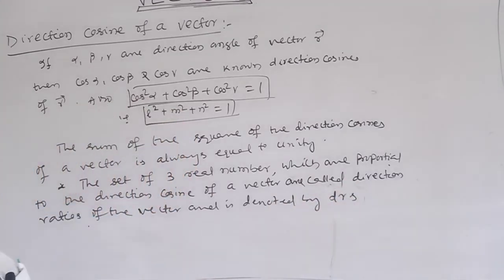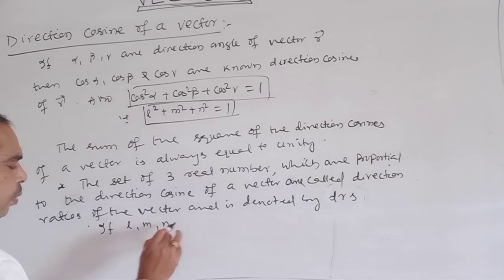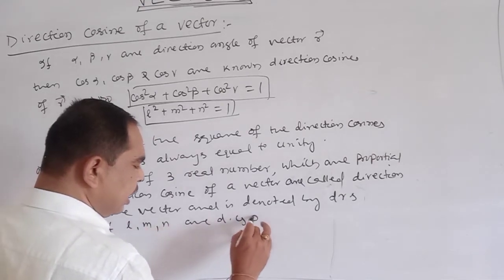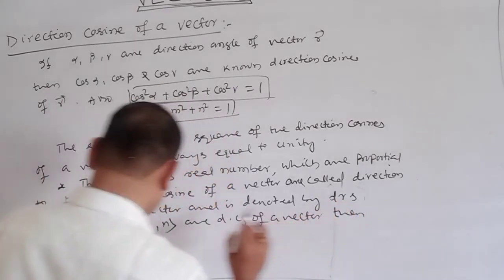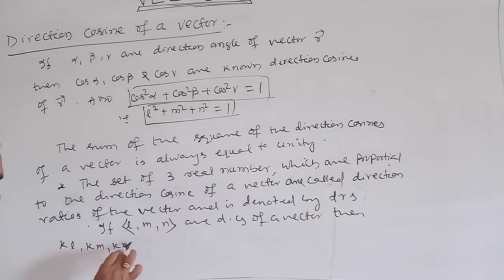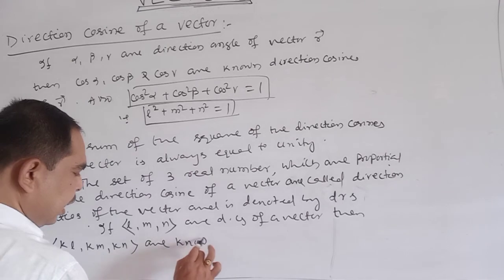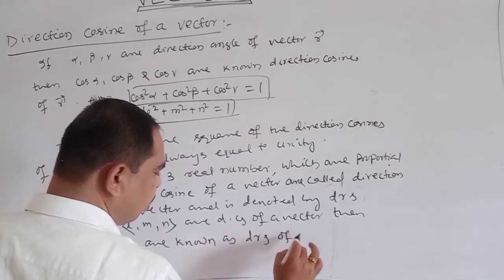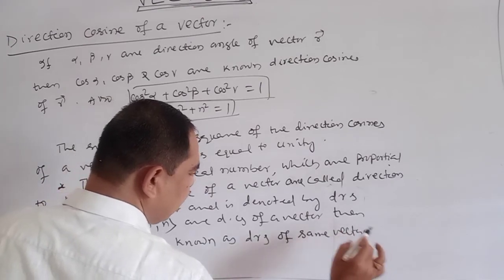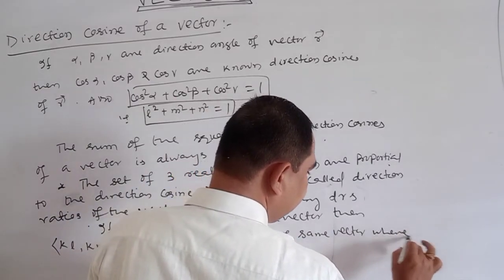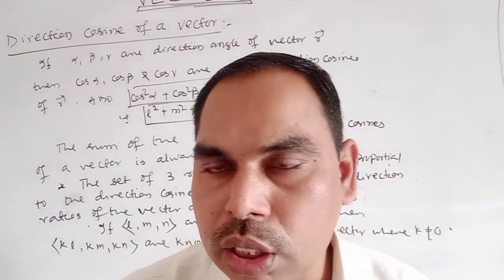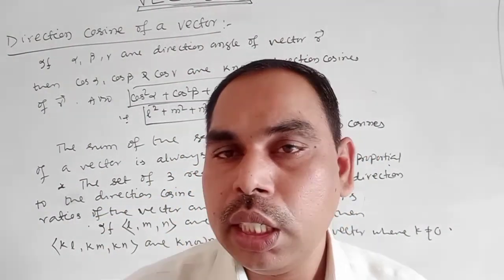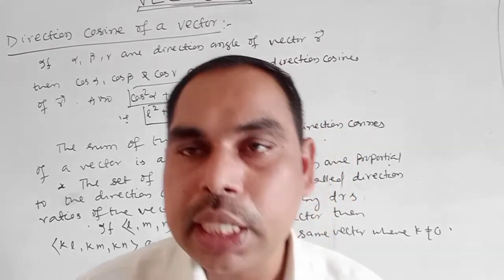If L, M, N are DCs of a vector, then KL, KM, KN are known as DRs of the same vector, where k is not equal to 0. K means a non-zero constant. If DCs are multiplied by a non-zero constant, it becomes direction ratio.